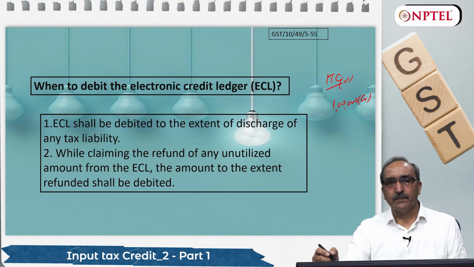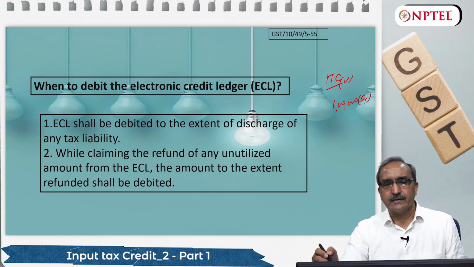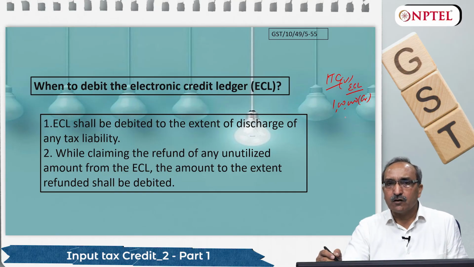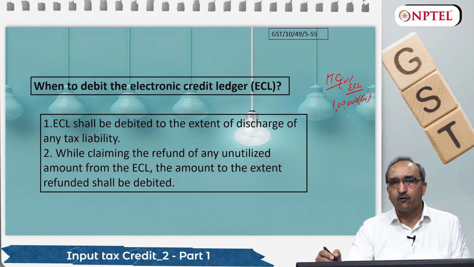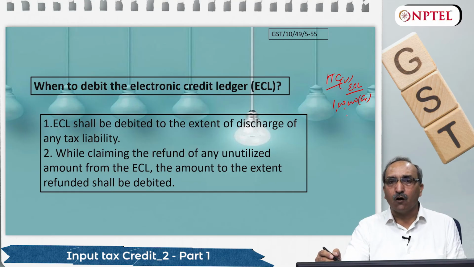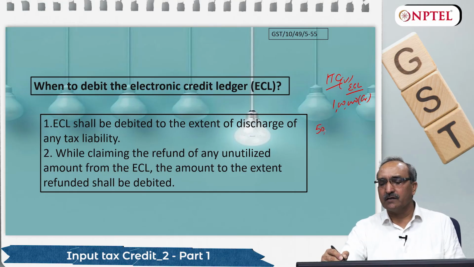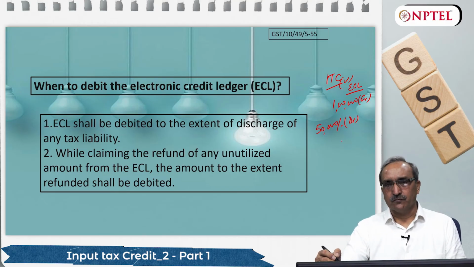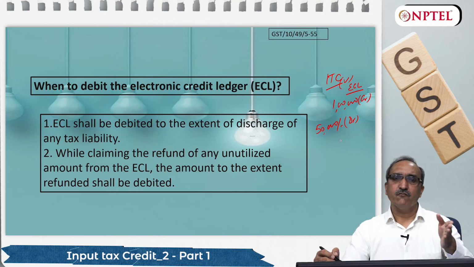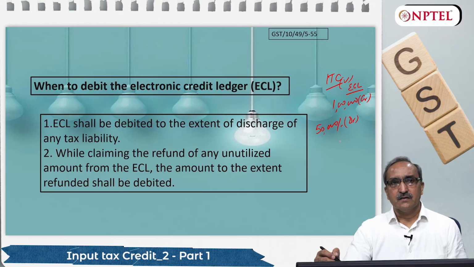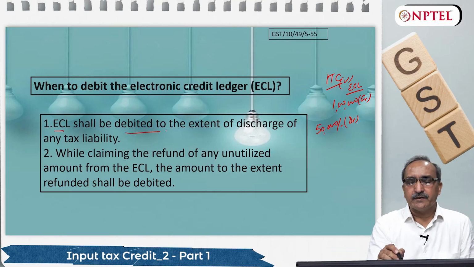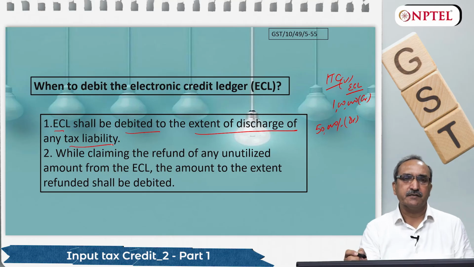So here also, on the same principle, whenever any ITC accrues to you on your procurement, it will be shown as credit balance in the electronic credit ledger. When you use this 1 lakh rupees to meet your outward liability, and suppose your output liability is 50,000 rupees, this electronic credit ledger will be debited, because you have used this amount for your own liability.